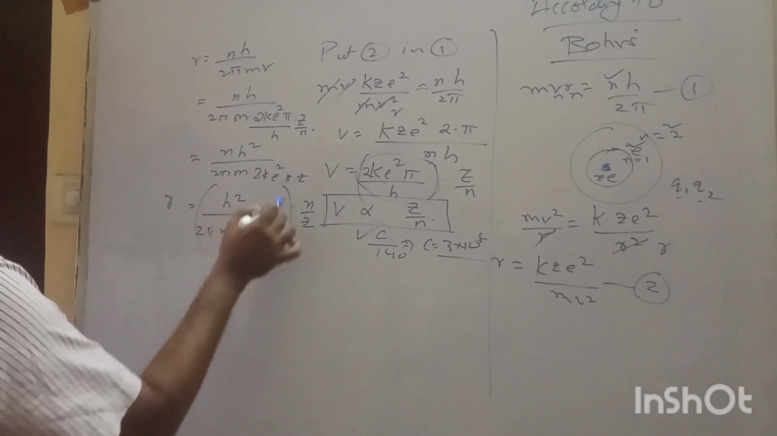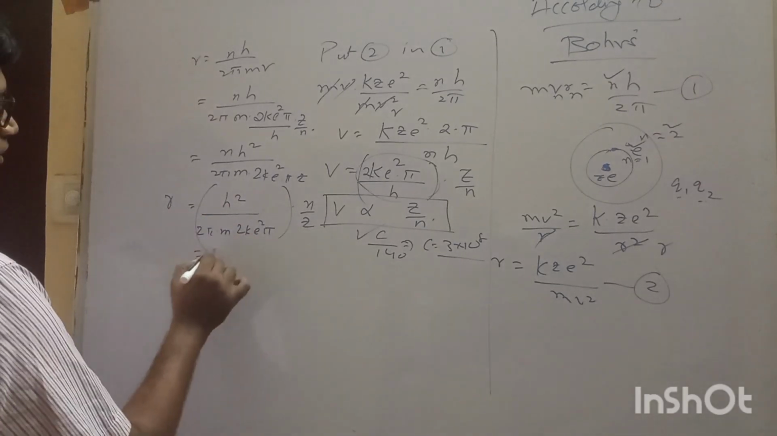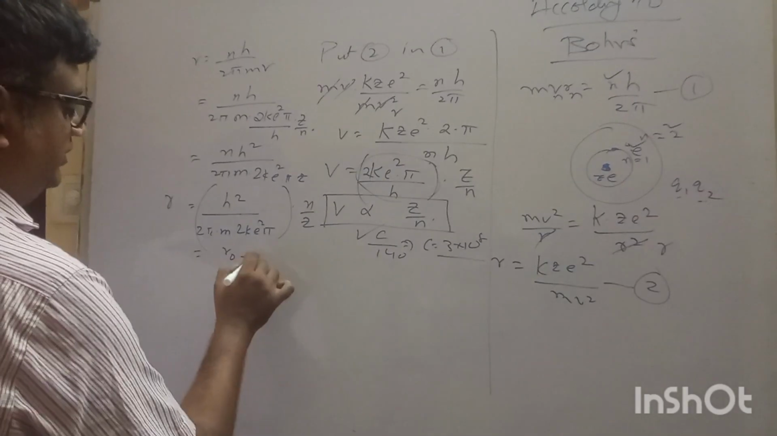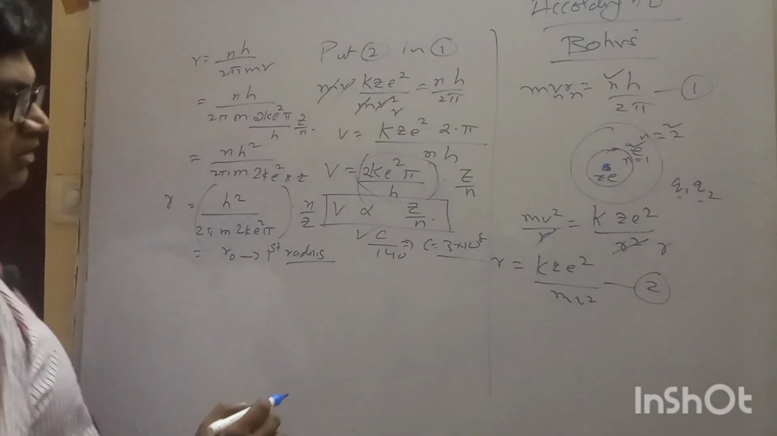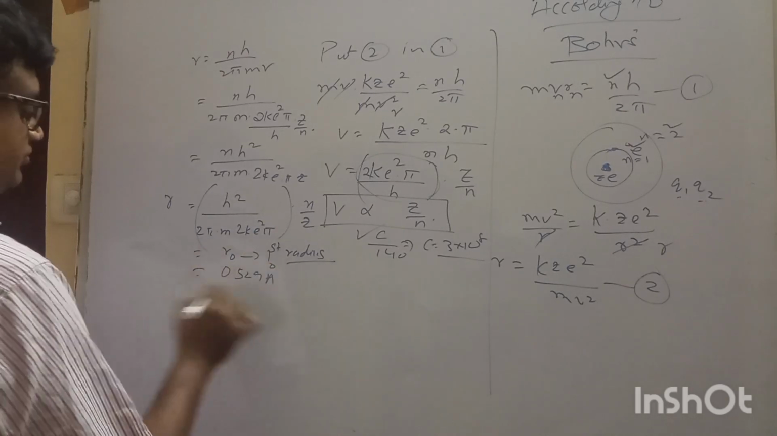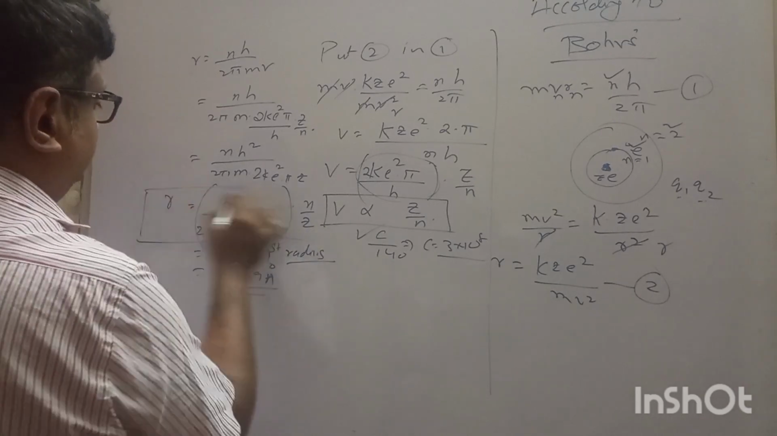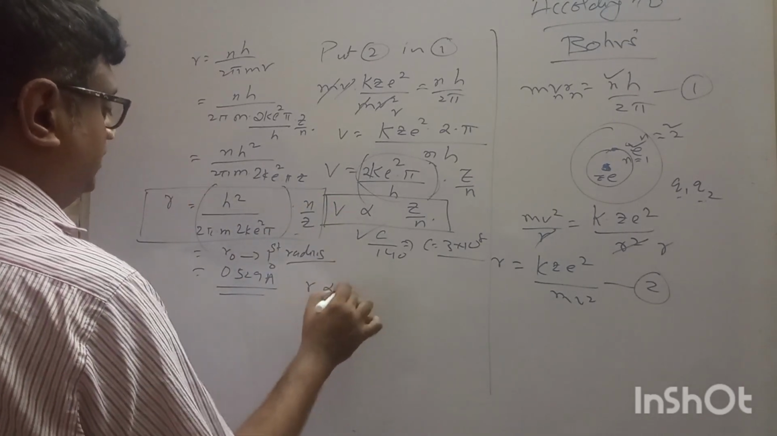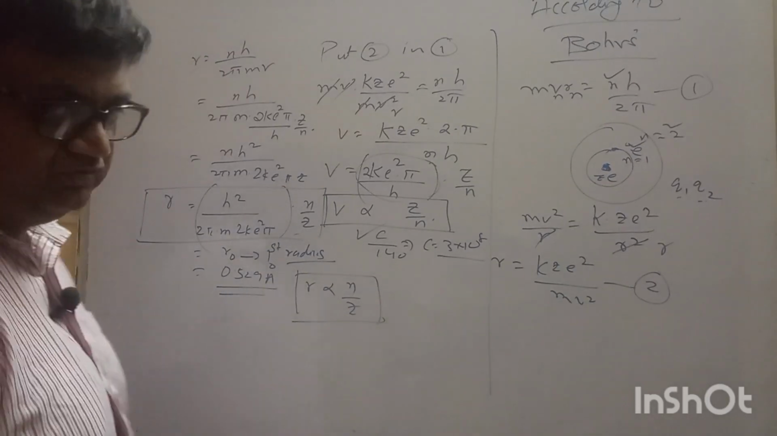If you calculate whatever I have written under the bracket, this value you can call r0, or the first radius of Bohr's atomic model. You will get approximately 0.529 angstroms. And one important relationship you are getting here is that r is proportional to n by Z. This you have to remember for solving the problems.